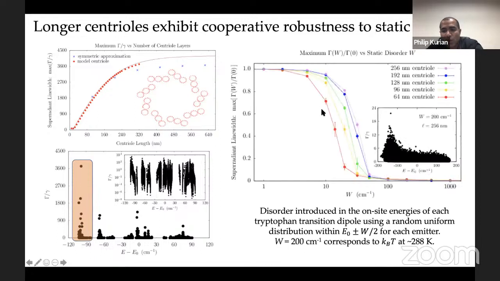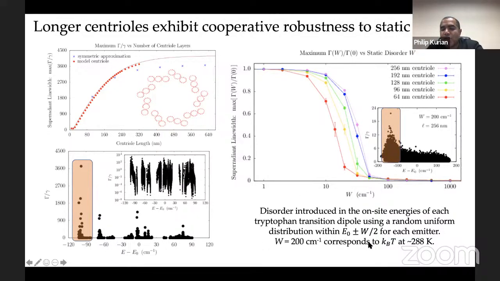As we add disorder, though, you can see that as you go from smaller, shorter centrioles at 64 nanometers, you see a sharp decrease as you increase the disorder in the system. However, contrary to conventional assumptions, as you increase the length of the centriole, you make your system bigger and bigger. The cooperative robustness of all these states together enhances the quantum effect. And you essentially get a more robust state, even at higher disorders, okay?